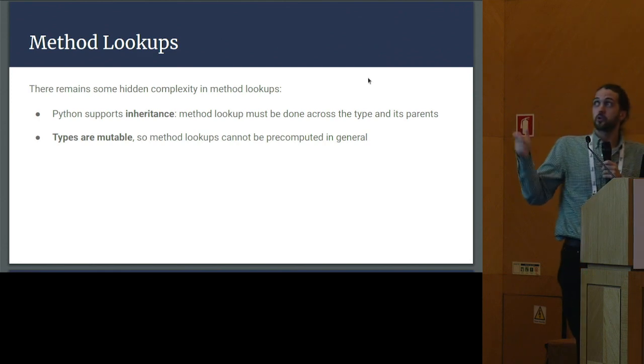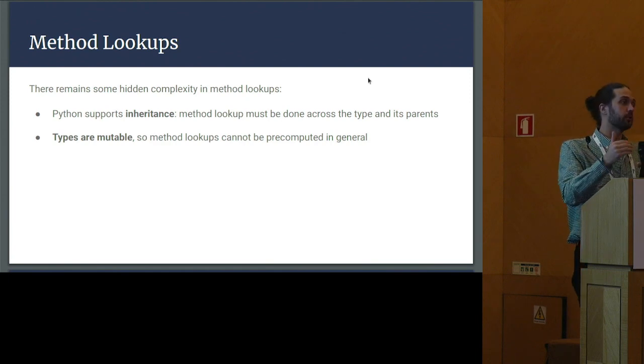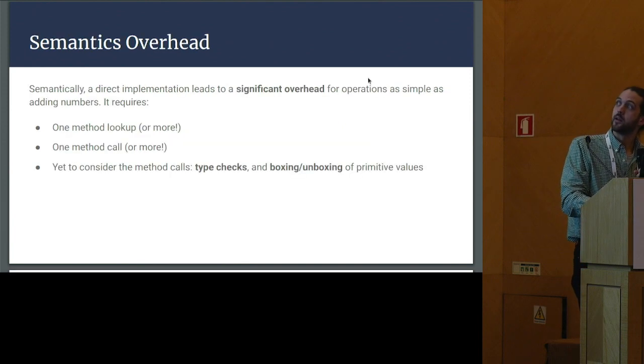Well, Python supports inheritance and actually multiple inheritance. So when you do that method lookup, looking up for the add method on, for example, int, you don't just look on the type, you actually have to look on the type and all of its parents. So there is this linear lookup of methods. And since types are actually objects and are mutable, you cannot pre-compute, in general, this method lookup to execute operations.